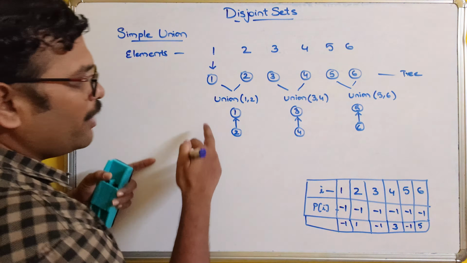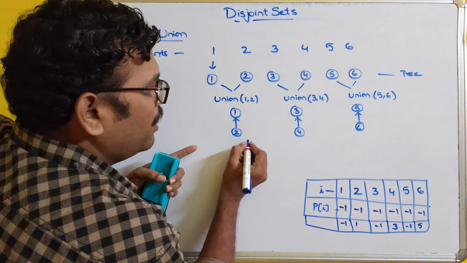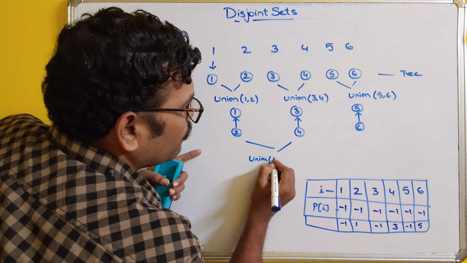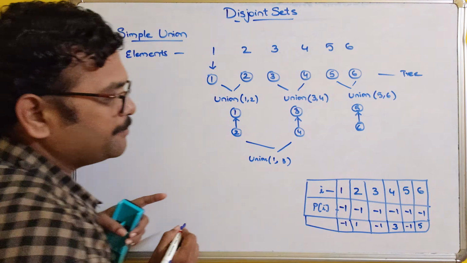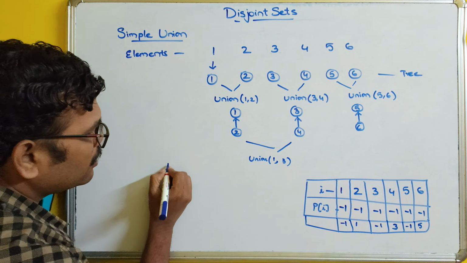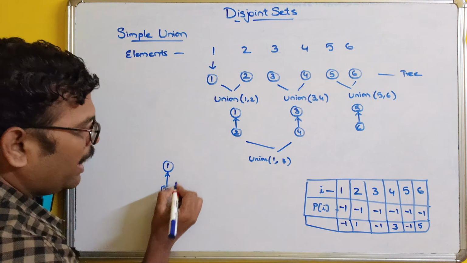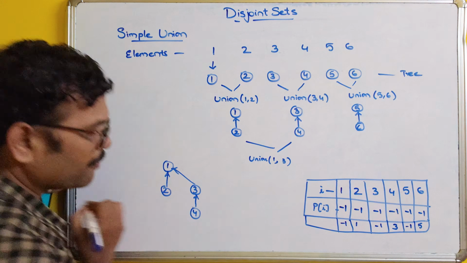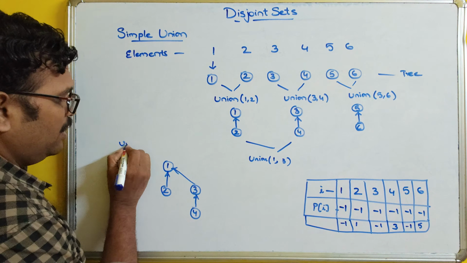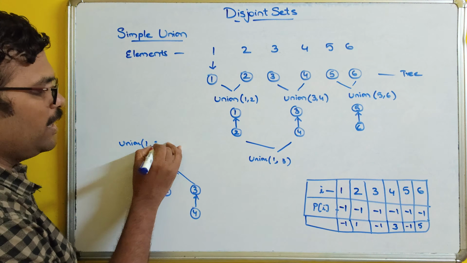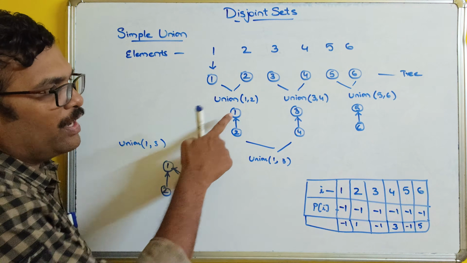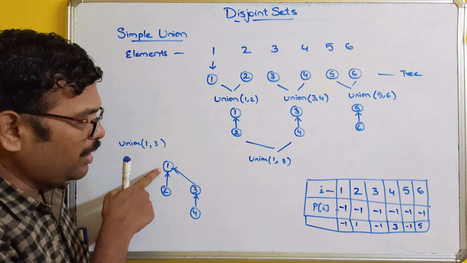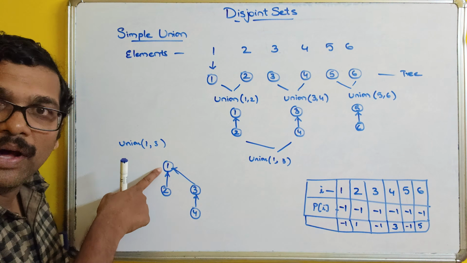Now what we have to do? You have to perform the union between these two trees. So union of 1 and 3. So 1 with a 2 and take one more child which is 3, which is having 4. So this is a union of 1, 3. Here 1 is a root node, 3 is a root node, so we are combining these two. Now 1 becomes the root node.